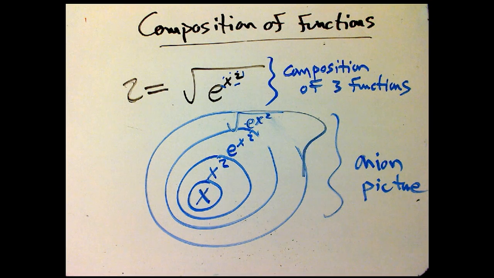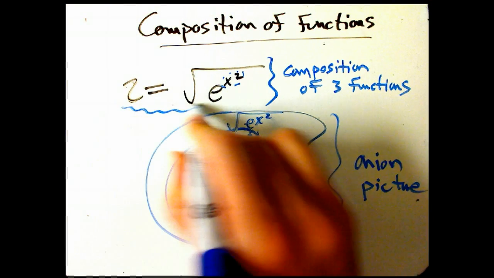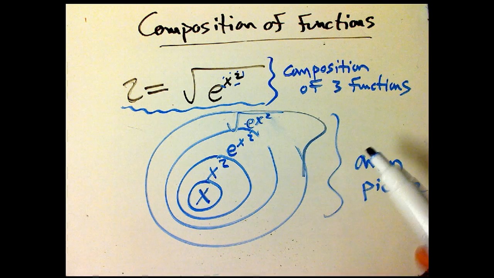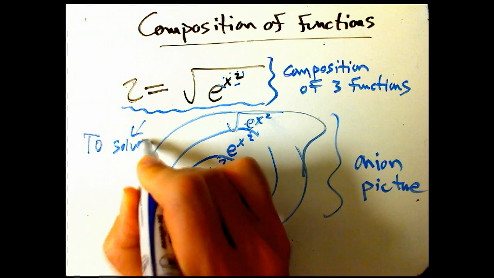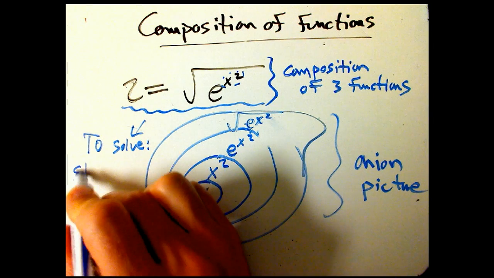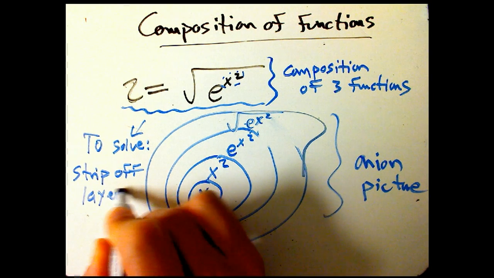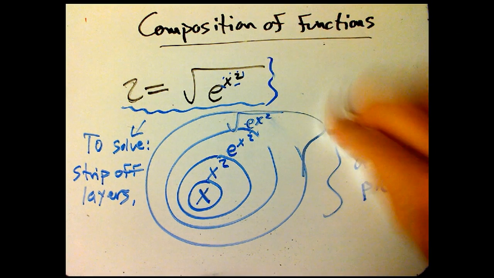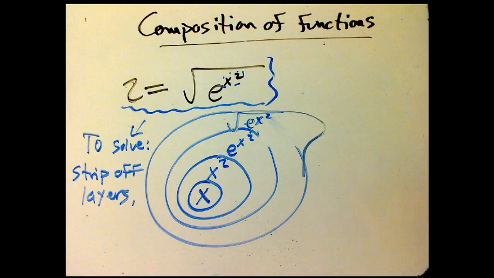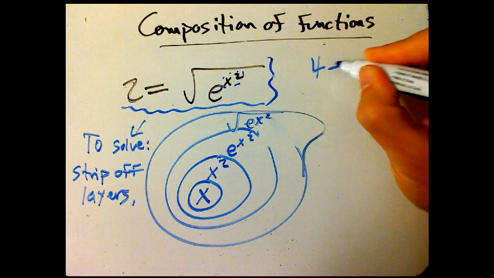And the reason that's useful is that especially when you're solving equations, what you're doing is you're just stripping off layers of the onion. Okay. So to solve that, we just strip off the layers of the onion. Okay. So what does that amount to? Let me see if I can squeeze it in over here. Okay. You strip off the first layer by squaring both sides.